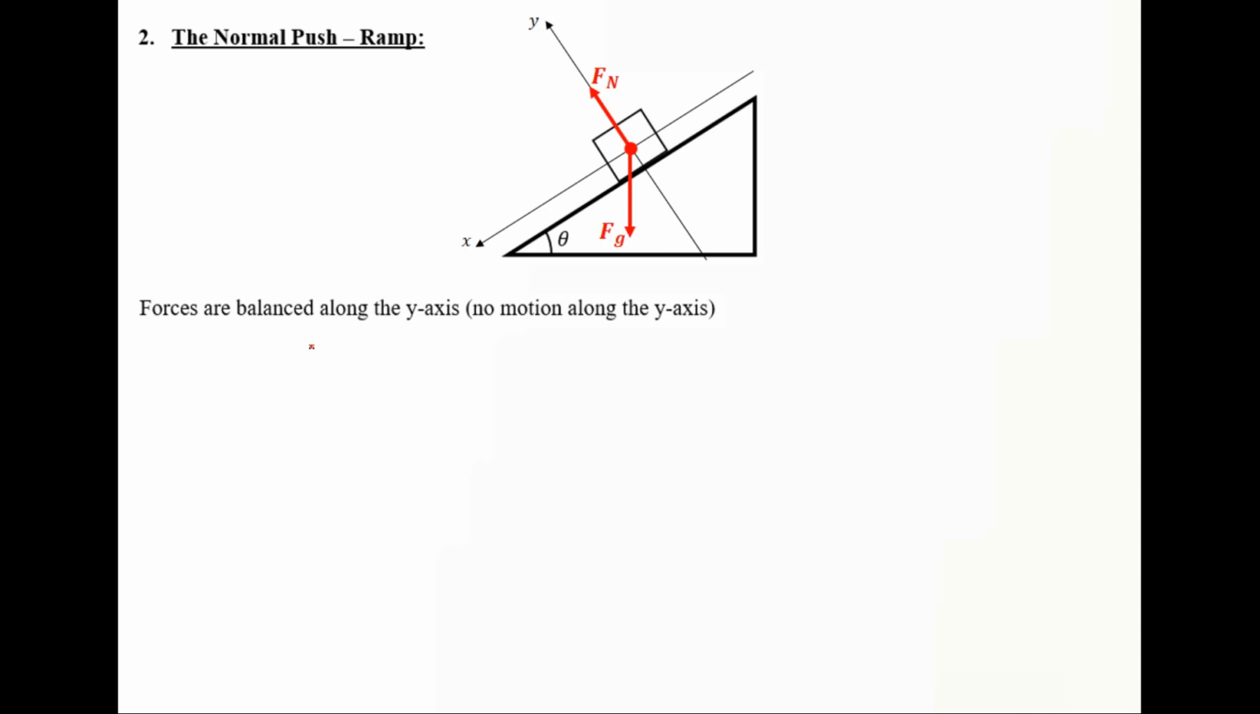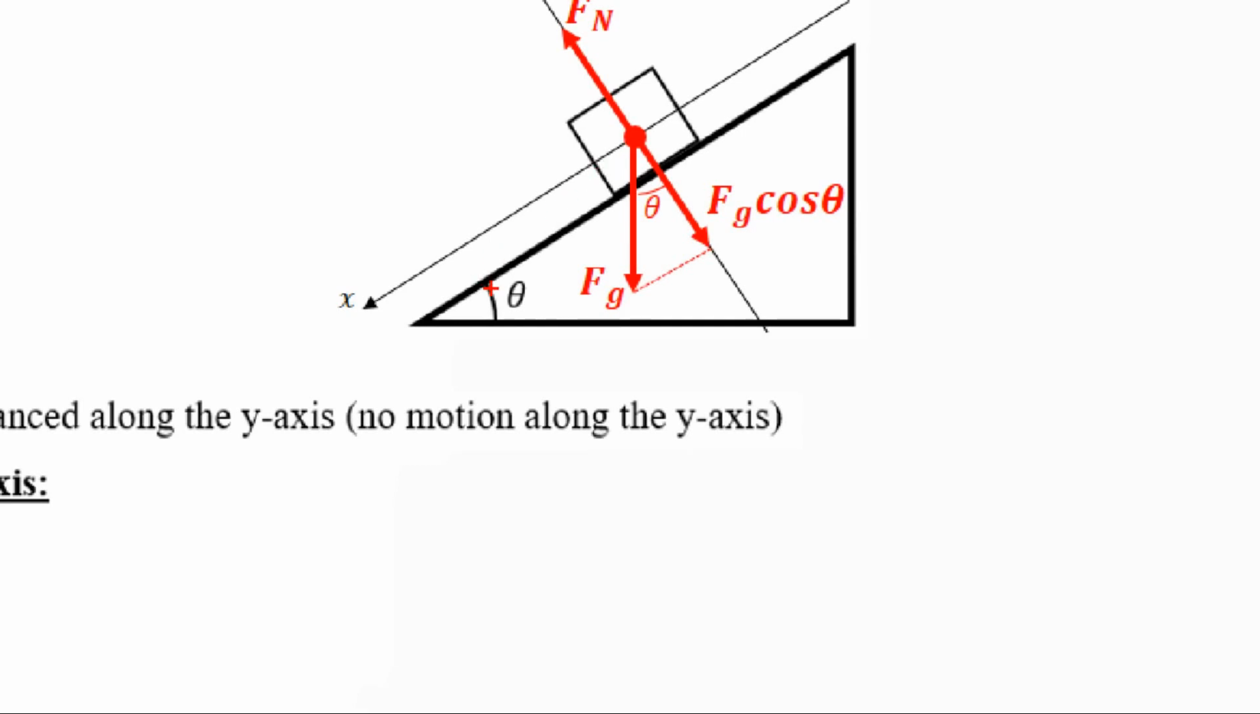Now forces are balanced along the y-axis. Here also pay attention that I'm mentioning the y-axis and not the vertical. Then what do we have? Before doing anything, let me decompose the pull of gravity along the y-axis. If this is the angle theta, then as we have explained previously, that would be the angle theta that Fg makes with the y-axis. Then the projection of Fg along the y-axis would be Fg cosine theta.